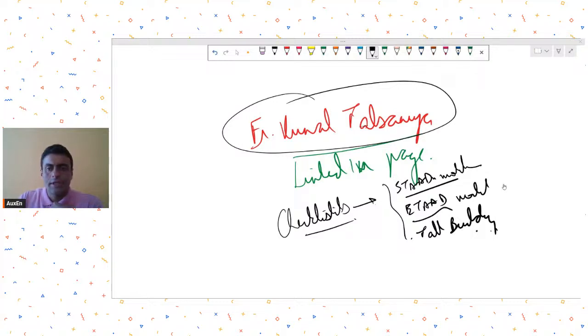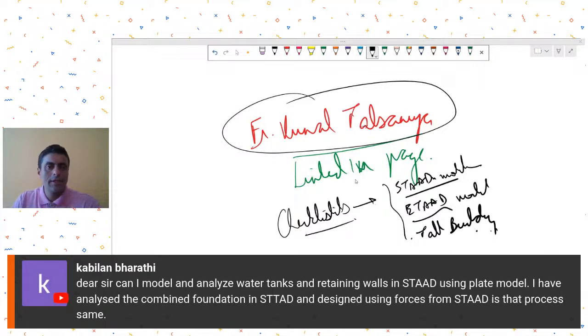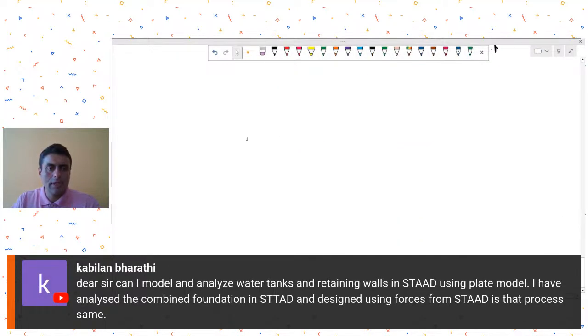Nice. Then we have another question. Now I am taking the questions on live comments. Can I model and analyze a water tank and retaining wall in STAAD using a plate model? Yes, you can do that. I have analyzed the combined footing in STAAD and designed using forces from STAAD. Is that process correct?